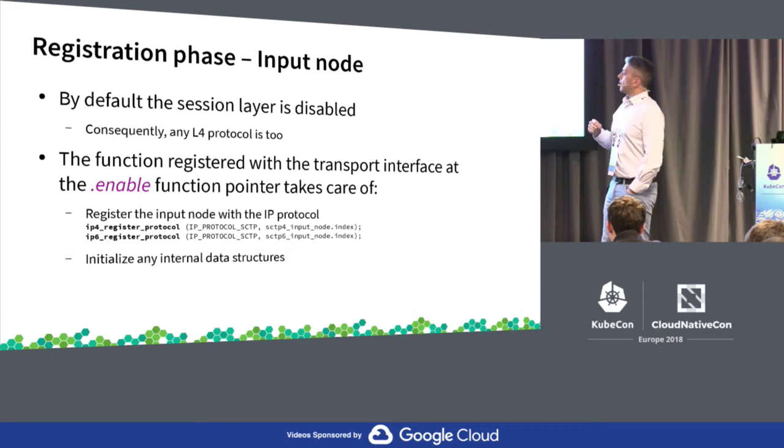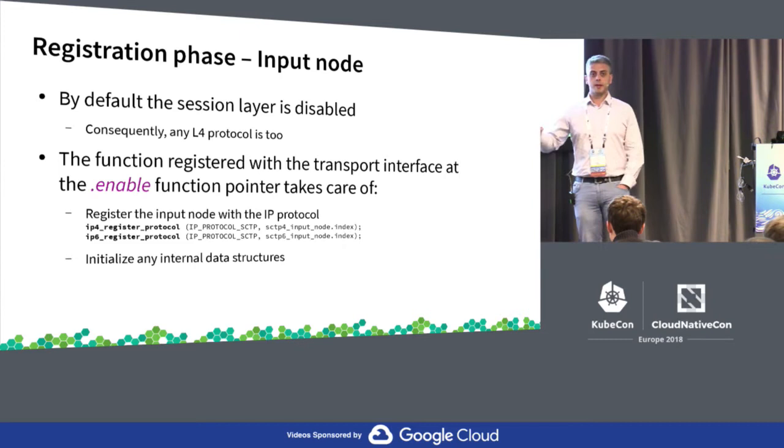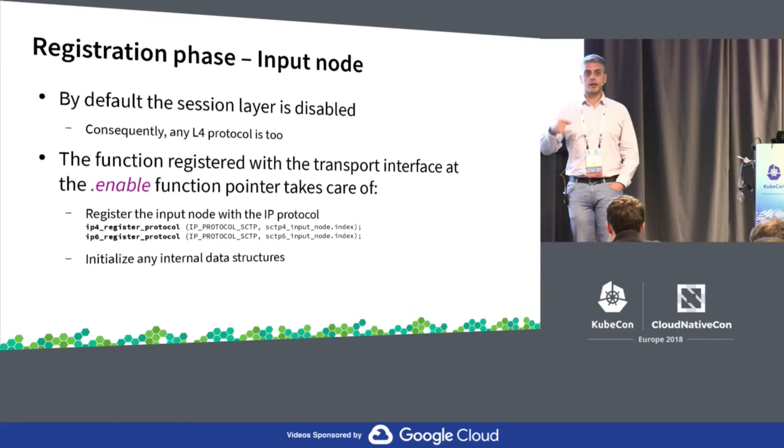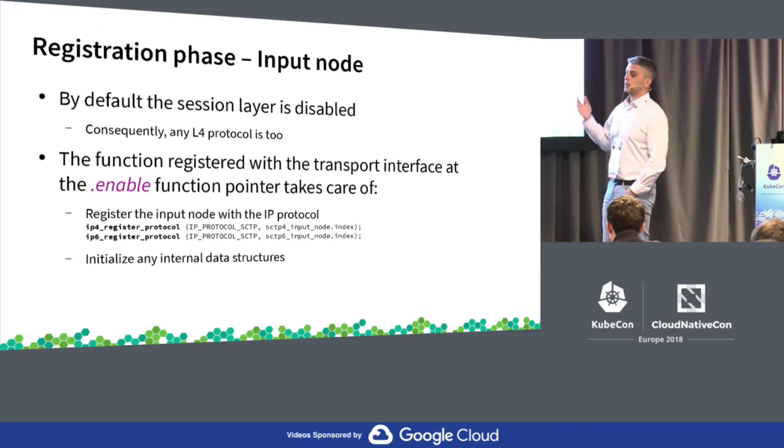At that point, you can call, again, two functions. One is for IPv4, the other one is for IPv6 to register your protocol. Again, it's your protocol number in the IP family listed in the IANA numbers. And again, you can pass in the index of your input node, which is going to take care of the incoming traffic. And obviously, at this stage, you can take care of initializing any data structures that you may need to be initialized.